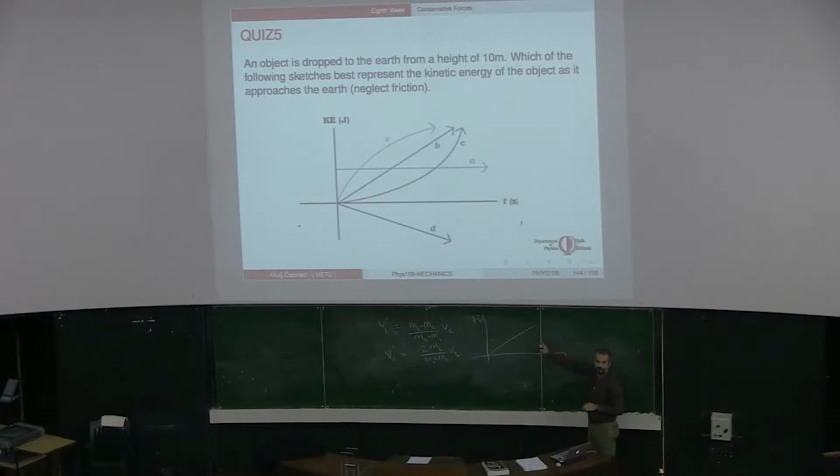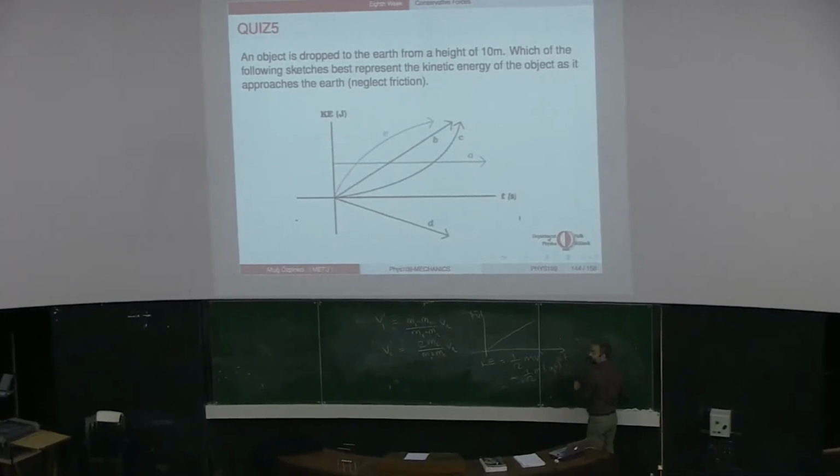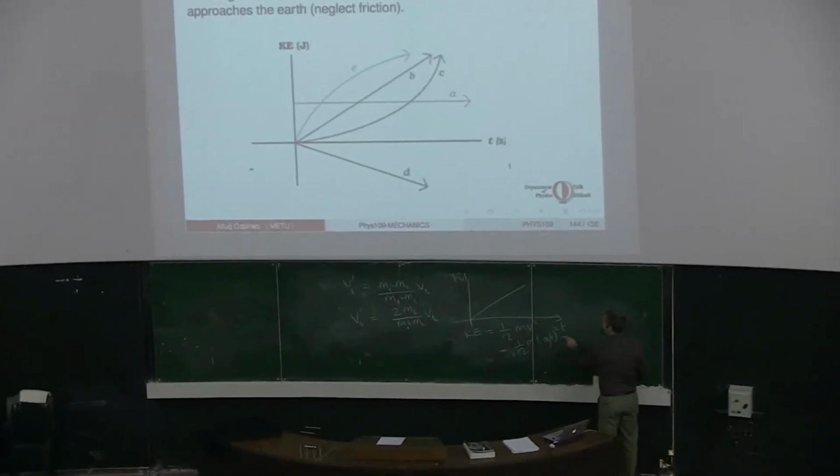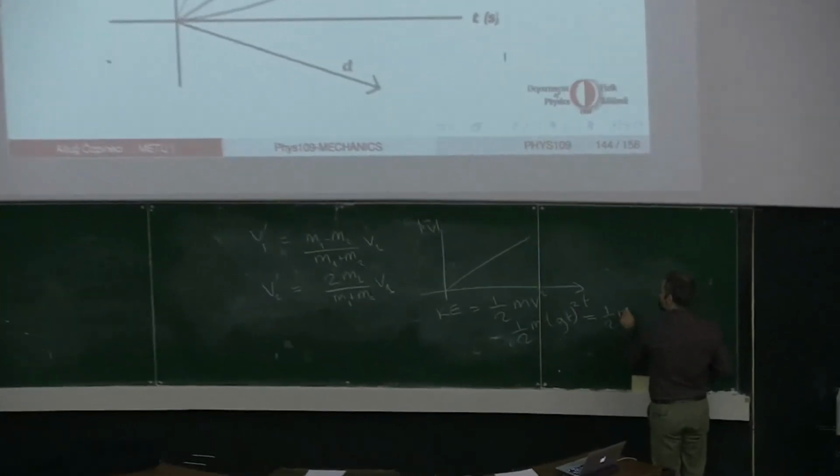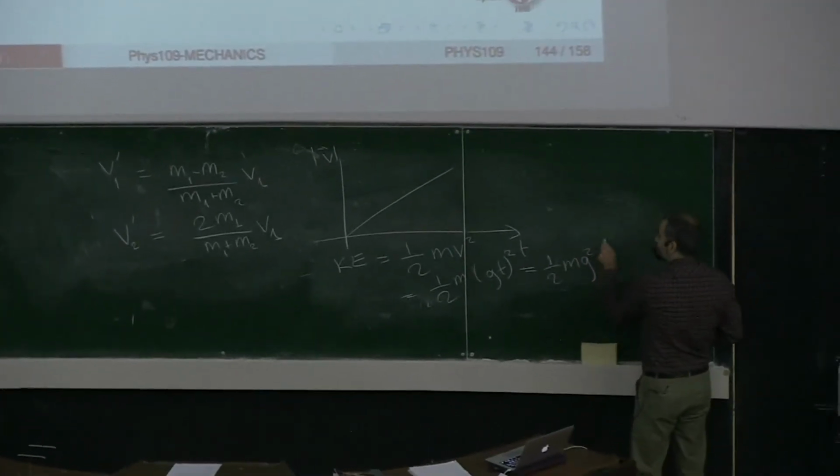This is the speed versus time. Now the kinetic energy is equal to 1 over 2 m times v squared. This is 1 over 2 m. The velocity at a given time is g times t. All of it is squared. So the kinetic energy is 1 over 2 m g squared t squared.